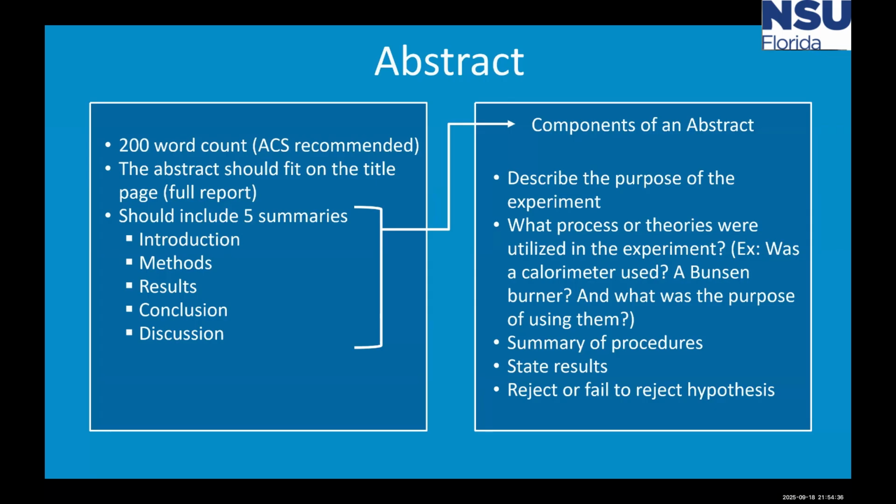The components of your abstract should have the purpose of your experiment. It should write what processes or theories were utilized during the experiment. So, was a calorimeter used? Was a Bunsen burner used? And what was the purpose of using those things? A summary of your procedures, and you should be stating your results, not explaining them just yet. And you should reject or fail to reject your hypothesis.